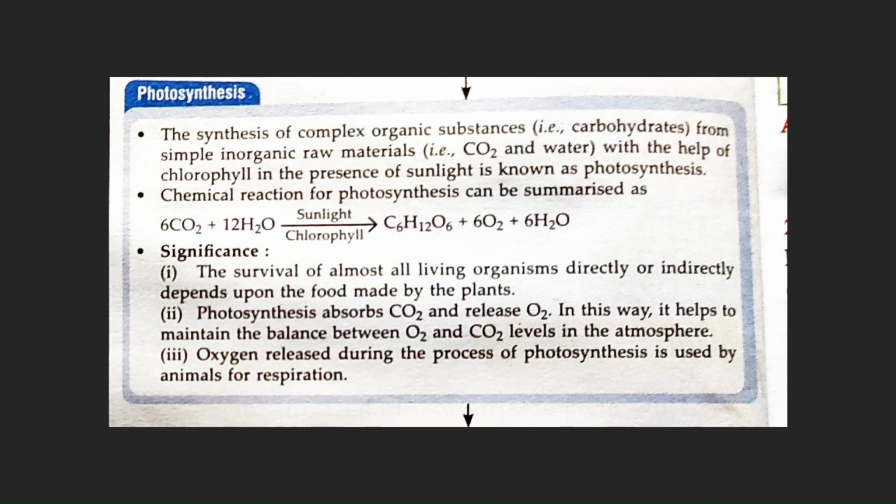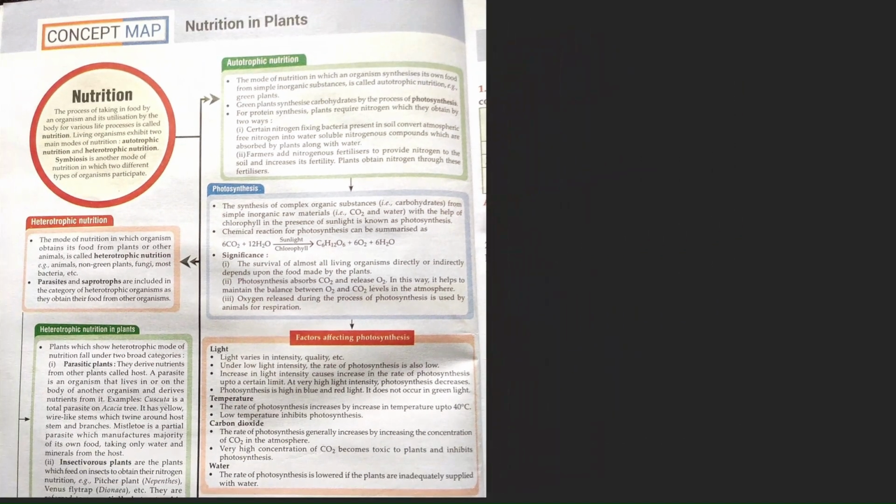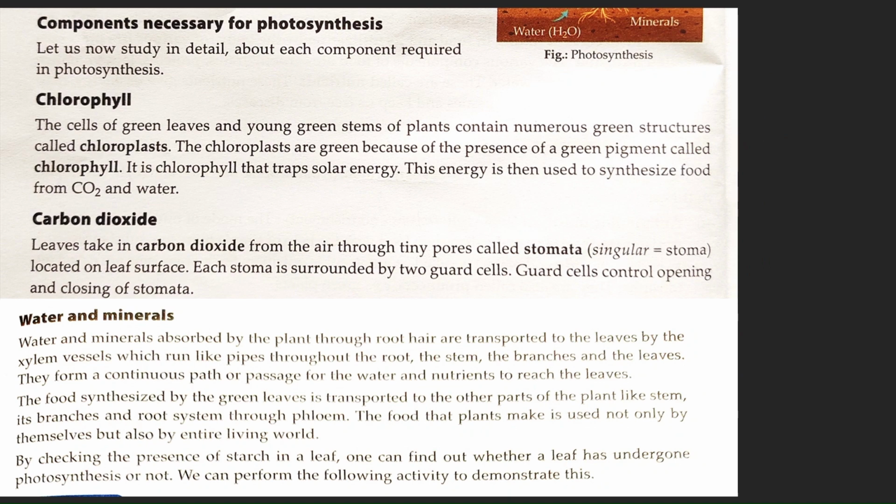So this is photosynthesis in the concept map. Now let's see the components necessary for photosynthesis. The components apart from sunlight are discussed in detail here. Number one, chlorophyll. Number two, carbon dioxide. Then comes water, and then minerals.